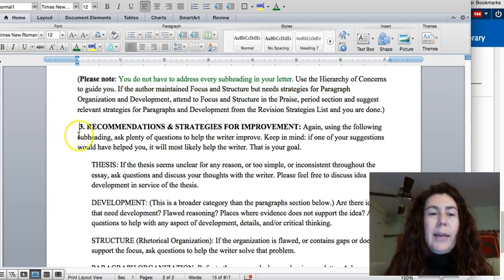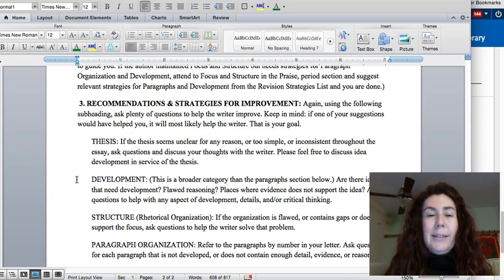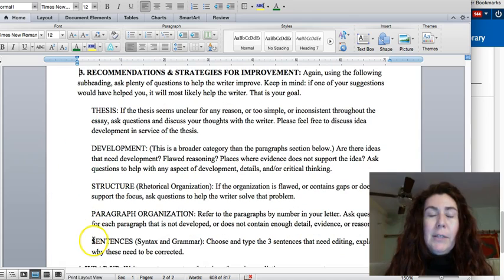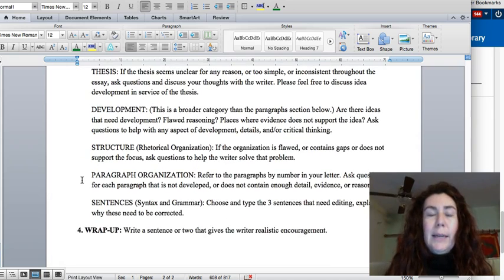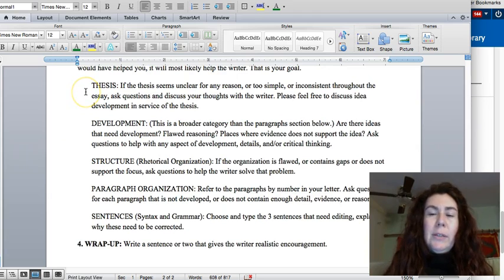Okay, so in the recommendations and strategies for improvement part, again, you're going to be using the same levels as are in the hierarchy of concerns, and you're only going to target 1 or 2 of these. So my guess is most of us are going to have a pretty good thesis. You're probably going to be in either development, structure, or maybe paragraph organization. Those are the 3 that you're probably going to be focusing on with this particular draft. And these are some important questions to ask yourself. Again, this is all on the model assignment sheet.